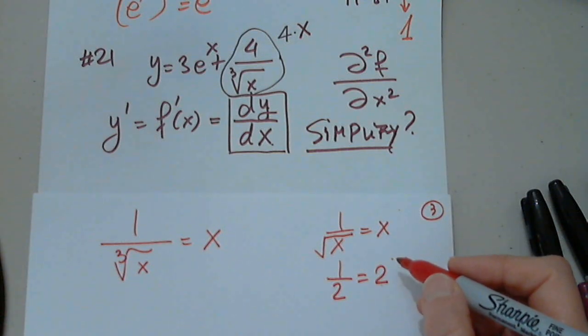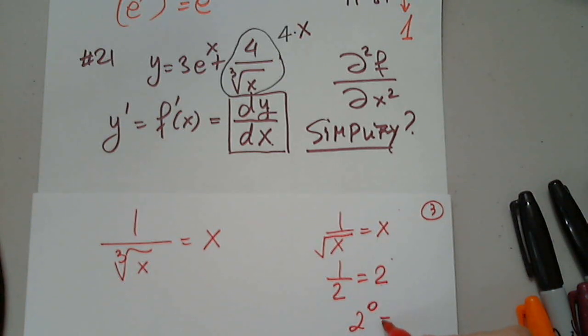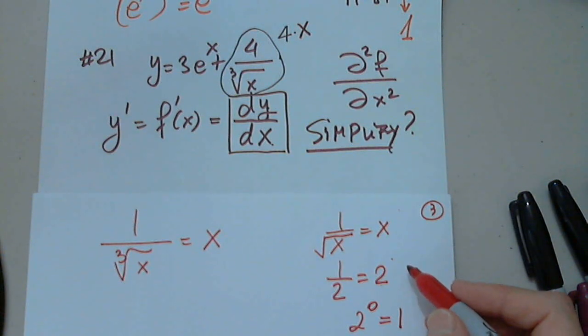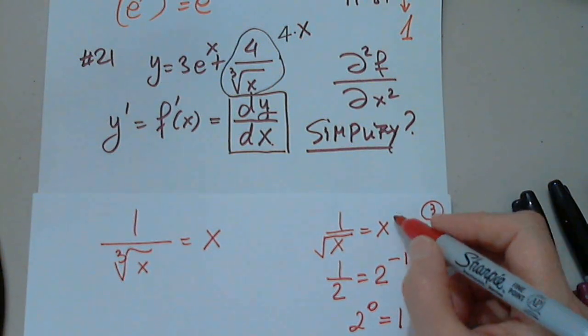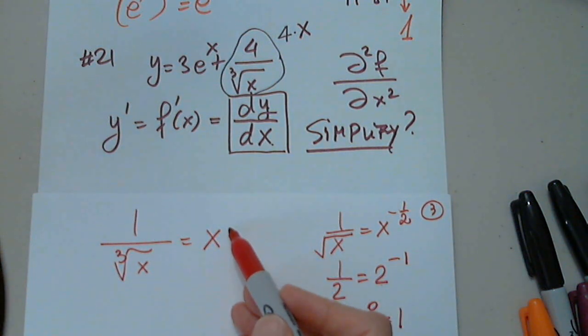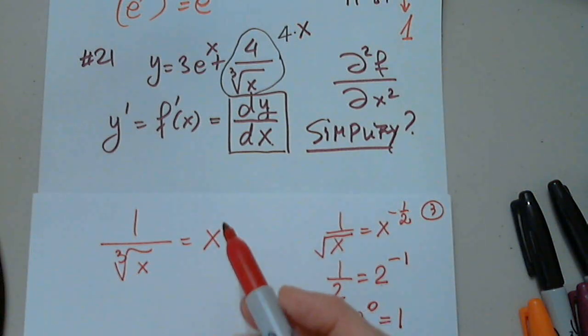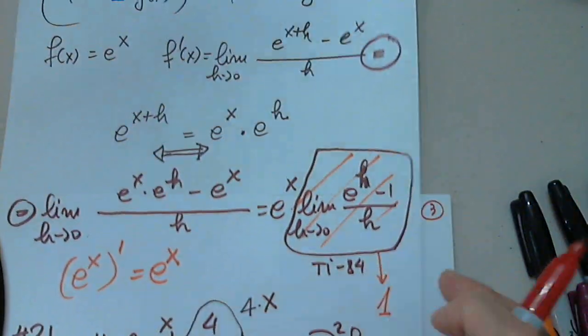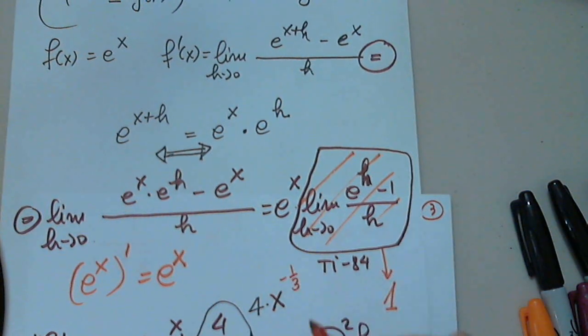Anyone? 2 to the power of 0. 2 to the power of 0 is 1, as long as the base is not 0. To the power of -1. Thank you. So this must be -1/2, and this must be -1/3. Thank you very much. So it's 4 times x to -1/3.